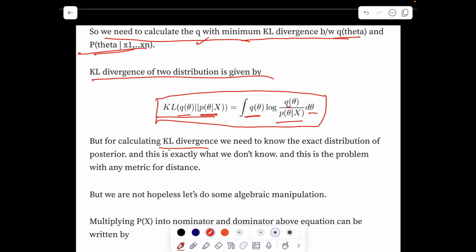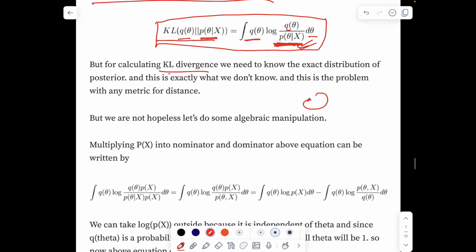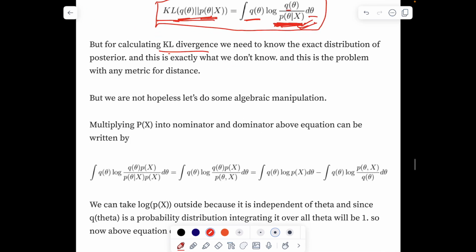Just to calculate this KL divergence, you need to know this posterior, right? And this is exactly what we don't know. So how are we going to do that? This is exactly what we are computing, and now we are saying calculate the KL divergence between two distributions, and we don't know anything about the posterior. This is what our goal is to calculate. So we are sort of in a loop, right? To calculate this we need to know this. So there is no point. Are we hopeless? We are not so hopeless.